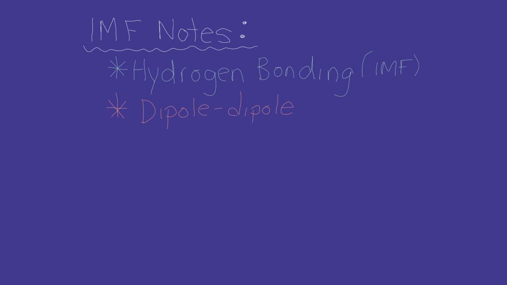Traditionally, these two are taught together because hydrogen bonding, which is an IMF, is a type of dipole-dipole. It's just a strong one. So when you explain hydrogen bonding and dipole-dipole, you're going to use the same explanation. The same forces are involved. Everything basically is the same, except with hydrogen bonding, it's a much stronger IMF. So let's actually explain dipole-dipole first, and then we'll explain how hydrogen bonding is a little bit different.